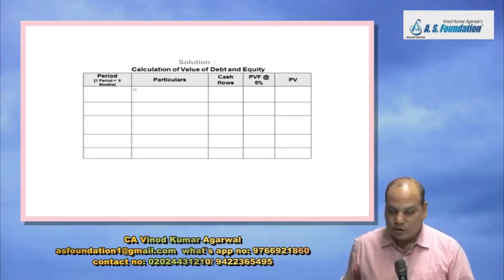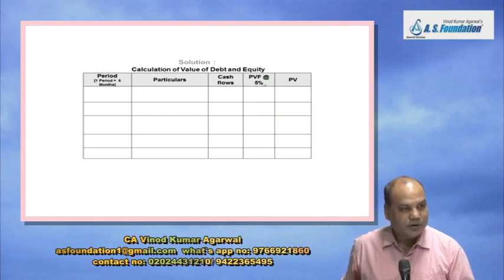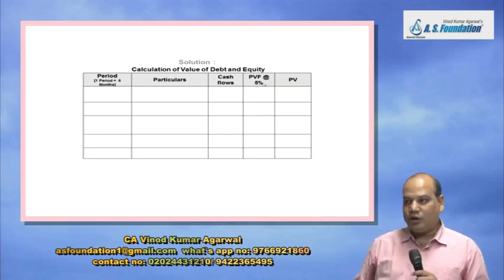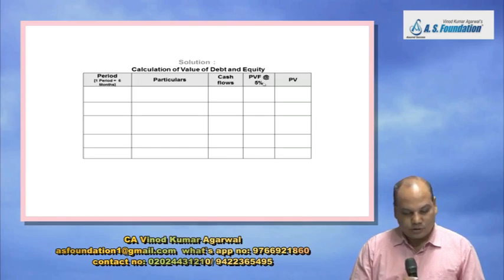So those who have not done, now write. In the first column write either year or period. One period is equal to 6 months. Then particular cash flow. Now careful here: don't take 10%, take 5%. Is it right? And then present value.